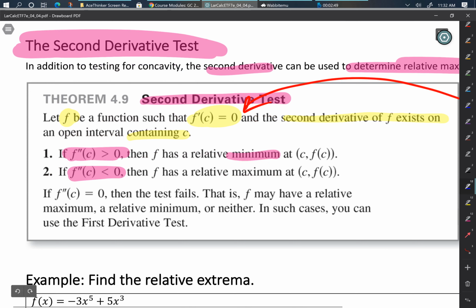Now, there is the possibility that the second derivative could also be equal to 0 at that same value c. So you could have a situation where the first derivative is 0 somewhere and the second derivative is 0 somewhere. If that happens, then the second derivative test fails. That means it doesn't tell you whether you have a max or a min or neither. It says it could be. You have to go back and use the first derivative test to figure it out.